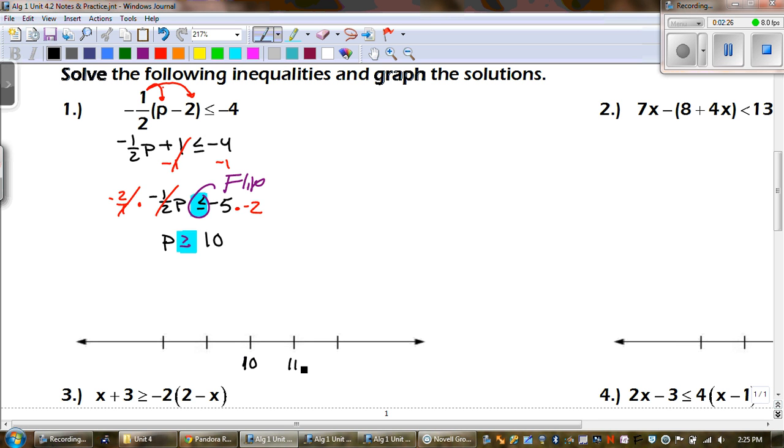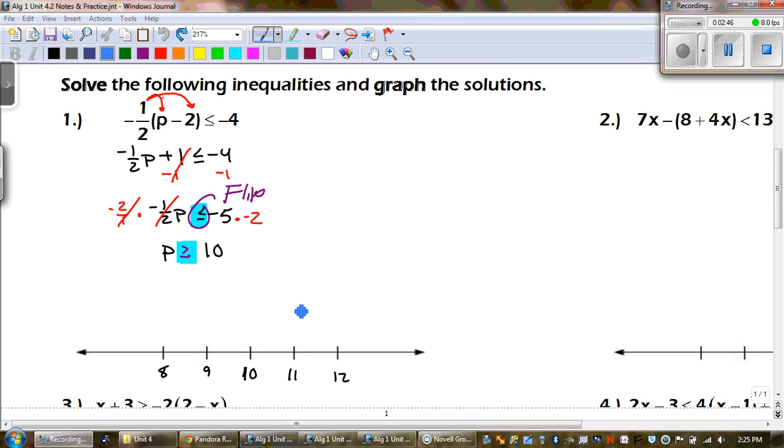There's 10, 11, 12, 9, 8. At 10, are we open or closed? We're closed at 10, so we got to shade it in, and it's greater than, so I want all the numbers to the right of that. Okay?